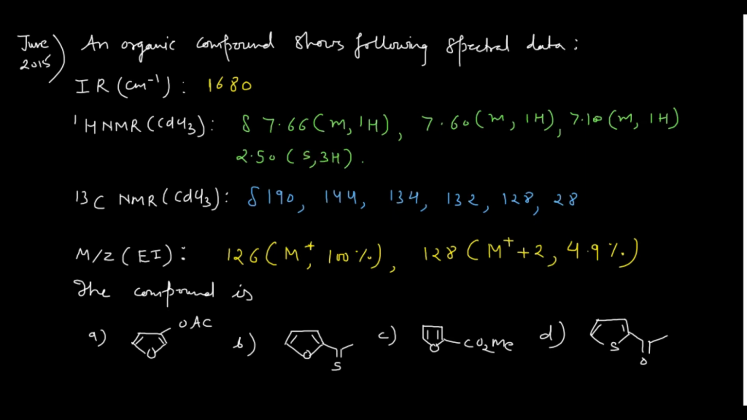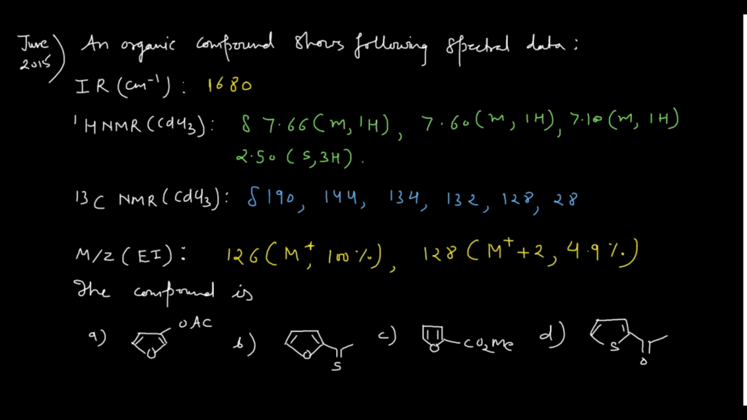Then you have the carbon-13 NMR at 190. Again it suggests the presence of the carbonyl group. So 180 to 210 is the position of the carbonyl group, so a carbonyl group must be there in the molecule. And then 144, 134, 32, and all these values.